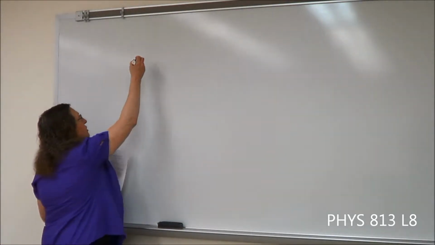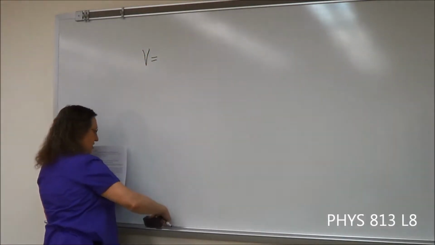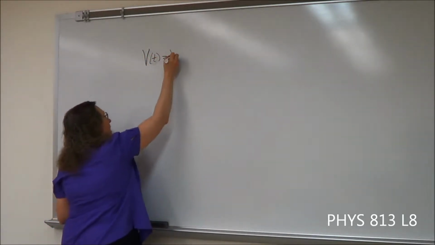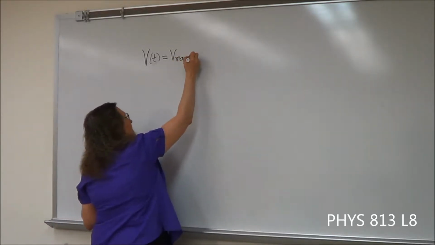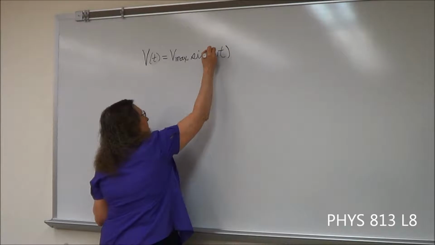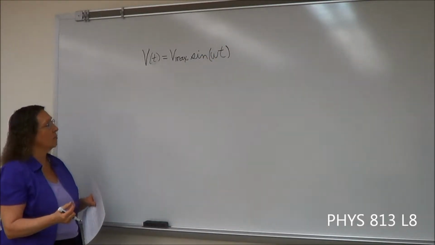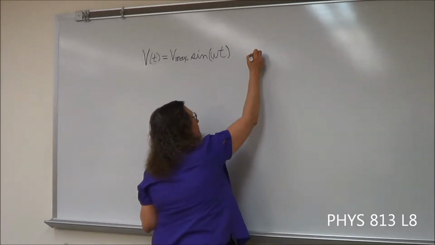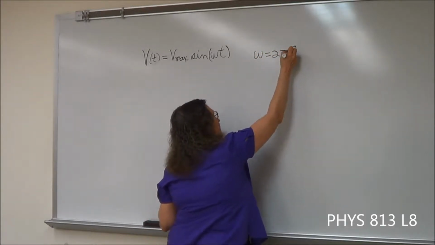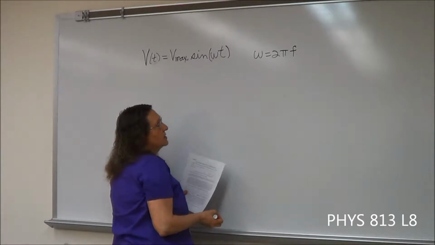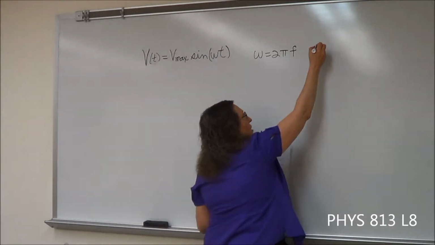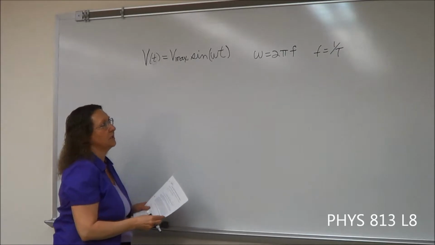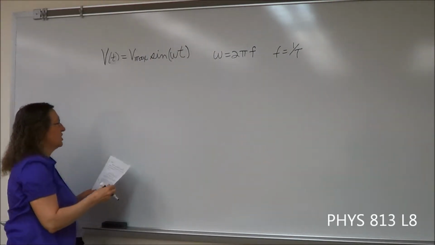So we have the voltage as a function of time is some maximum value times the sine of omega t. So this is just a general sine wave, and then we need to define a couple more things. Omega is 2 pi times frequency f, and we know that frequency also is 1 over the period. And the period of a wave we're going to call capital T. So we have some definitions here.